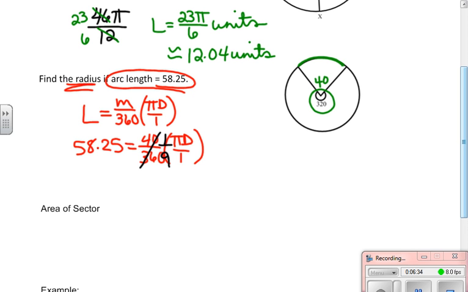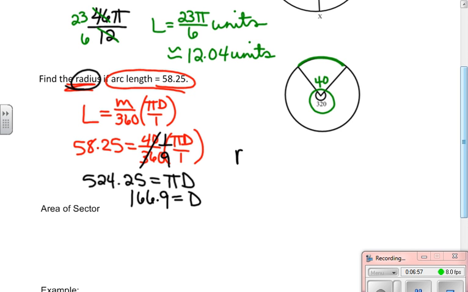So first thing I'm going to do is we undo division by 9 by multiplying by 9. And so I have 524.25 is equal to pi times diameter. If I divide both sides by pi, remember use the pi key, I have 166.9 is equal to diameter. I need radius. Radius is a matter of dividing by 2, and my radius becomes 83.4 units.